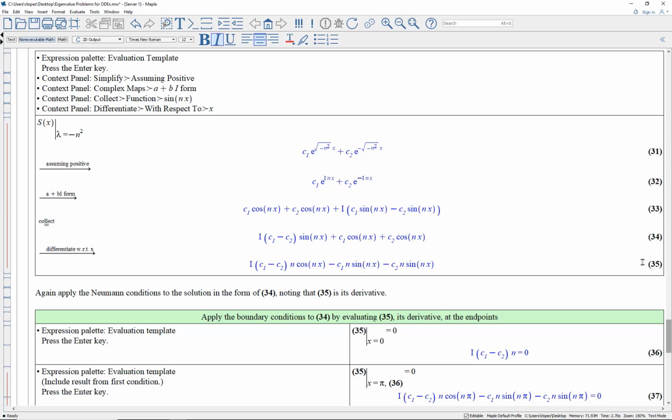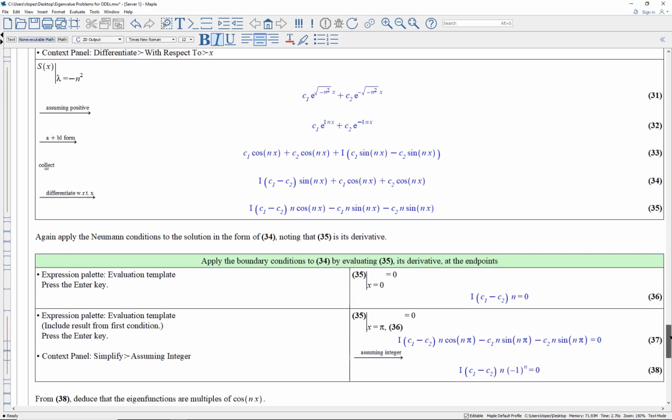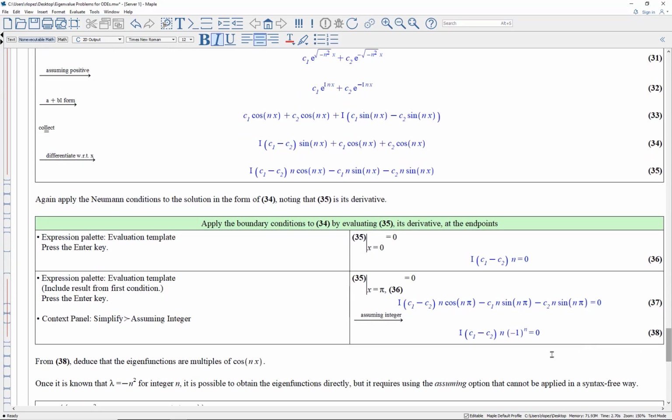Got equation 35. So I take equation 35 and evaluate it at x equals 0 and x equals pi to get these two equations. Maple simplifies when I say assuming integer. It knows that sine n pi will be 0. That drops out. It knows that cosine n pi is minus 1 to the n. Depending on whether n is positive or negative, it's plus or minus 1.